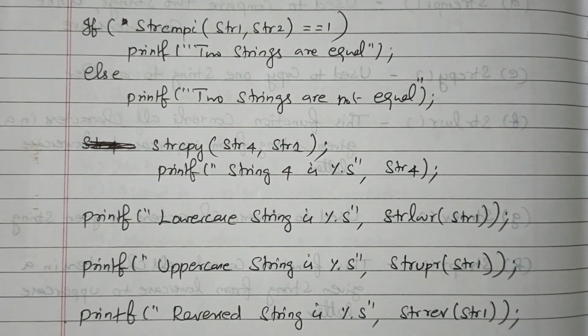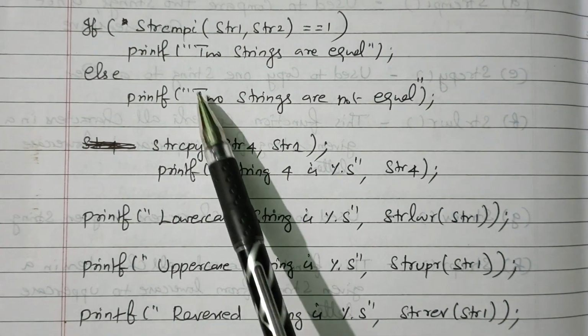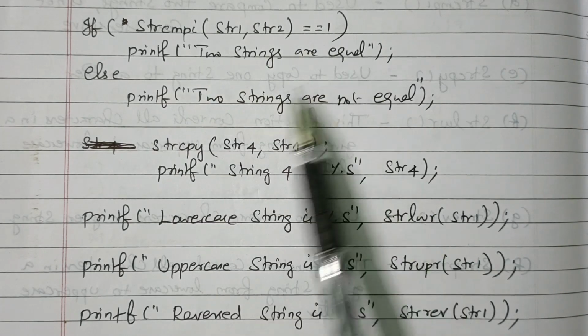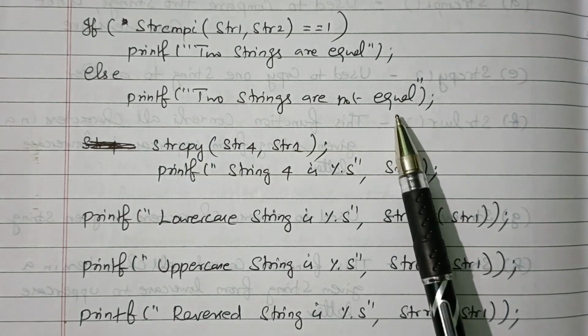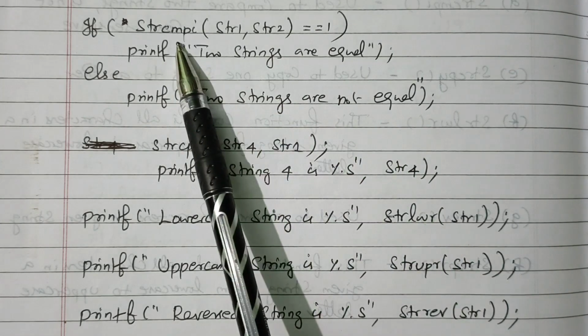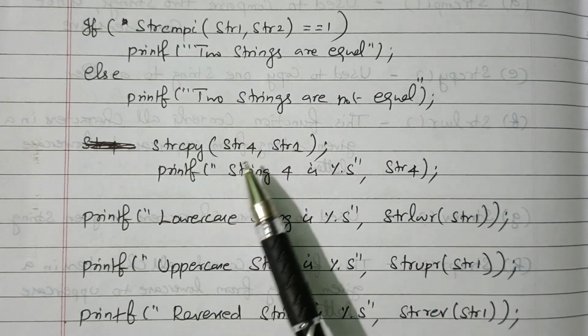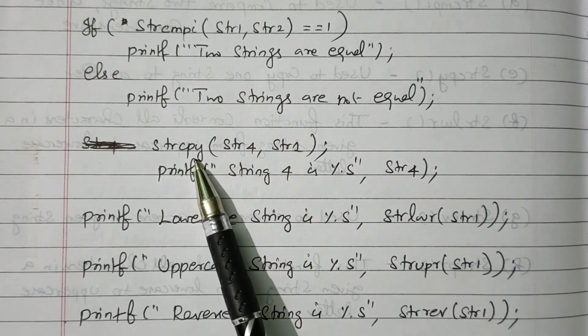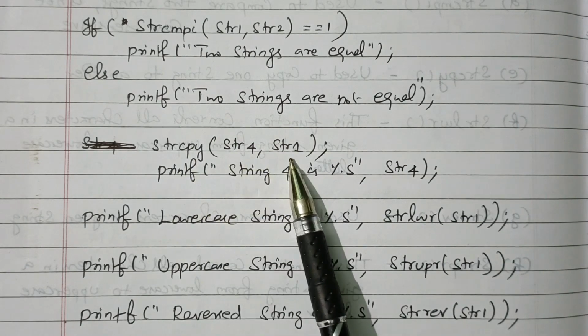strcmpi. One more string handling function is available. So here also we are checking 1. Two strings are equal, otherwise two strings are not equal. So the difference from the previous one is that strcmp is case sensitive, strcmpi is not case sensitive. Right. Now we'll go to the next string handling function, strcpy, str4, str1.